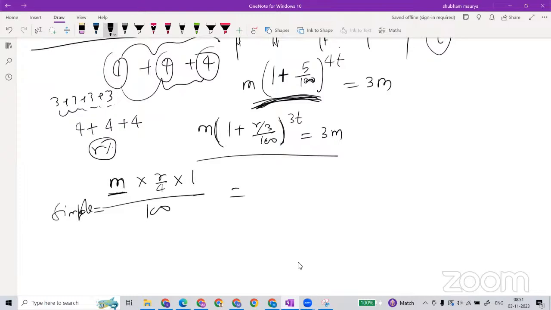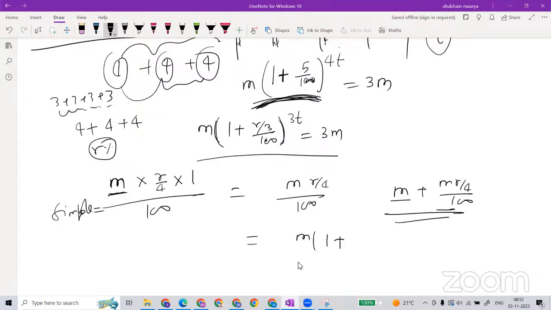Now this is going to be M and M r by 4, over 100, the same. So the total amount is M plus M r by 4 upon 100. This is the amount after 4 months, the principal plus the interest. Then this becomes M times 1 plus r by 4. Yes, the formula is actually correct. This is the amount after 4 months.